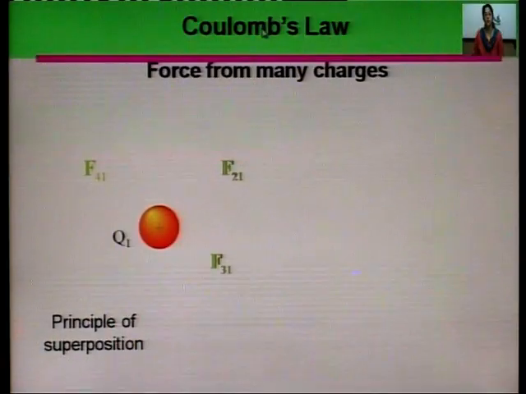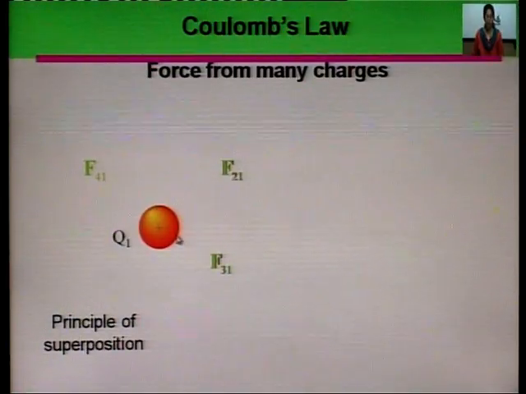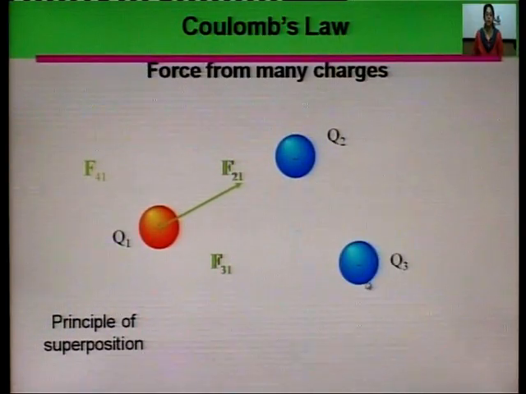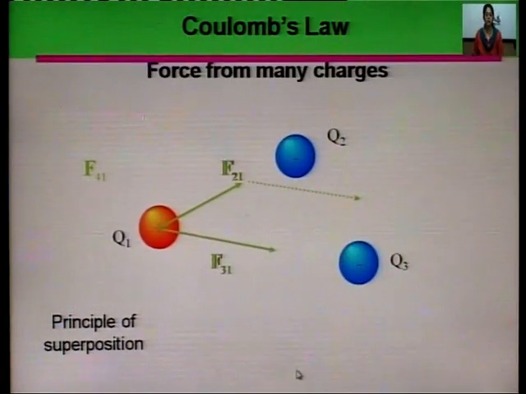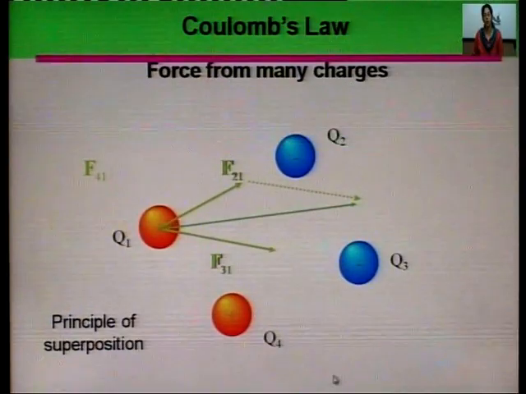Now next is the force in Coulomb's law for many charges. In the previous slide we considered only two charges, but if there are many charges, then what is the force from many charges? So suppose a charge q1 is here, this is charge q2, then charge q3 is there, then another charge q4 is there. Now what will be the resultant force due to all these charges?